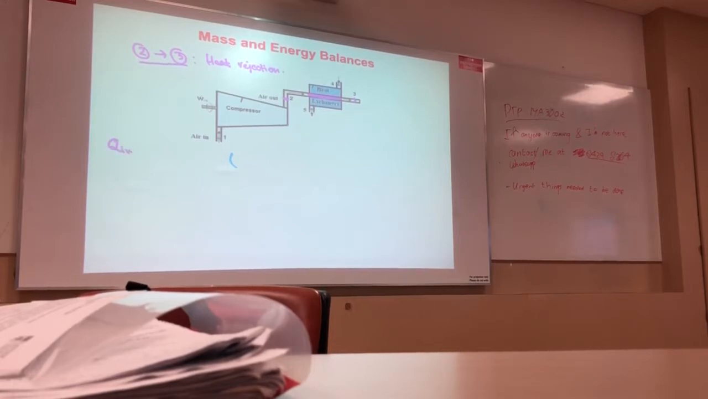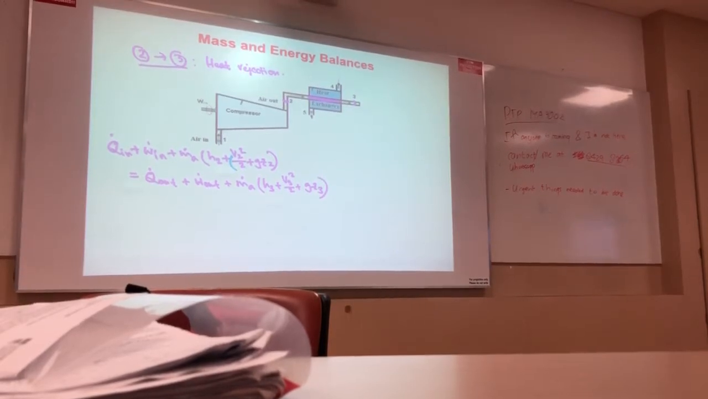Q dot in plus W dot in plus m dot air times h2 plus V2 squared by 2, this is 2, right? Is equivalent to Q dot out plus m dot A times h3 plus V3 squared by 2, this is 3. Correct.